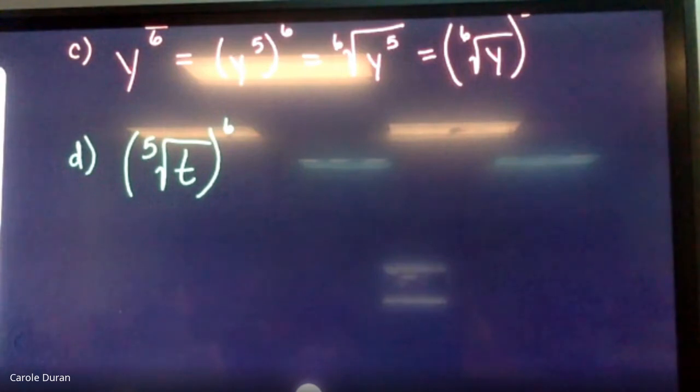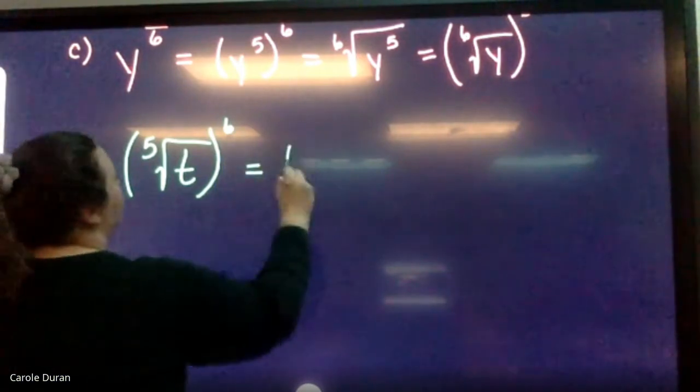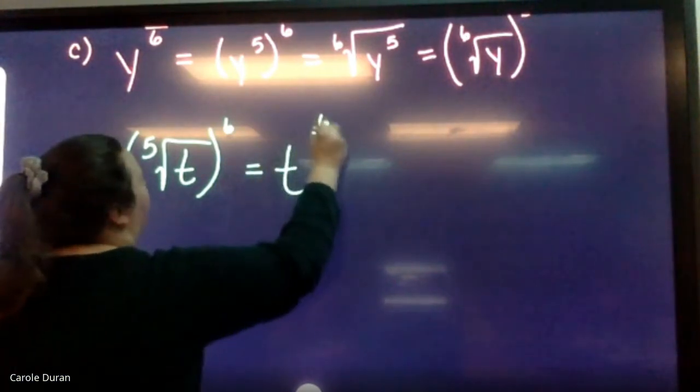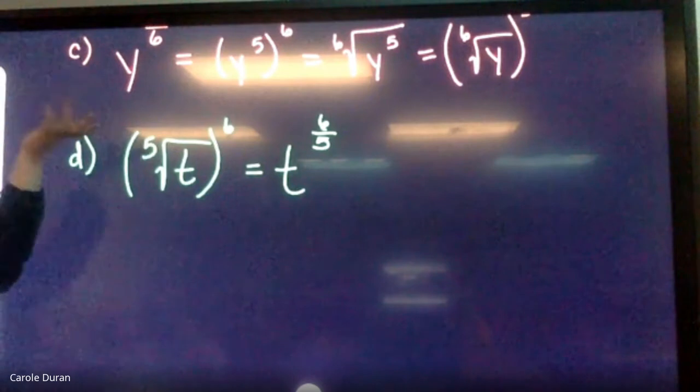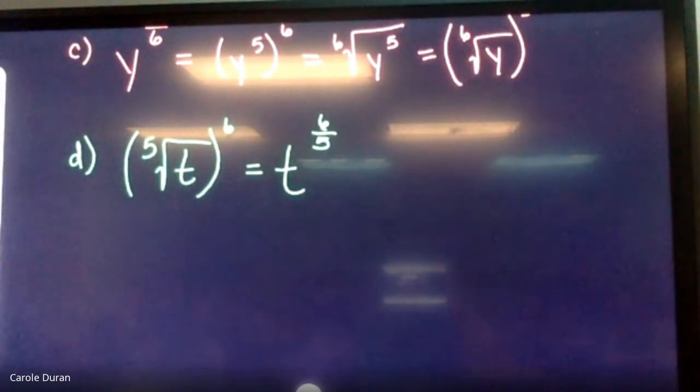Allison, what is this going to be as a fractional exponent? T to the 6 over 5. How did you know that the 5 had to be the denominator here? It was the radical, right? And then the power I was raising it to was the 6, so that had to be my numerator. So that is 100% correct.